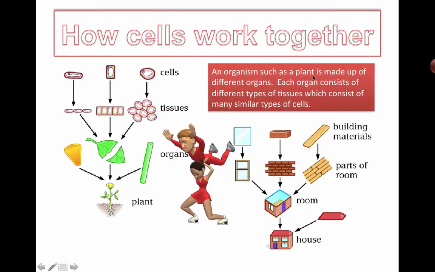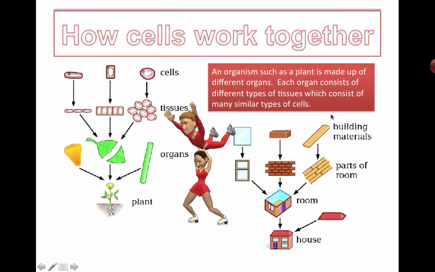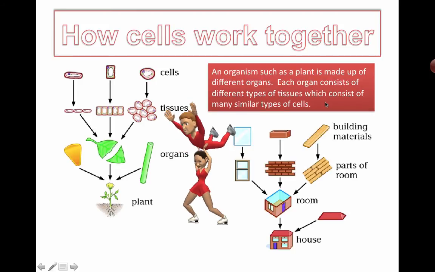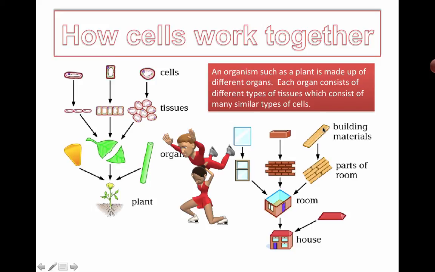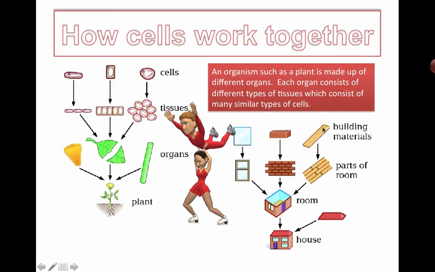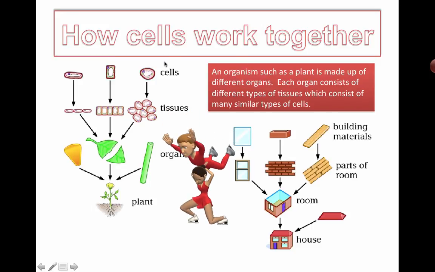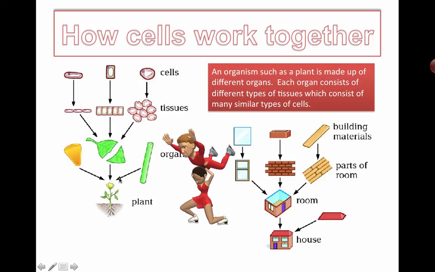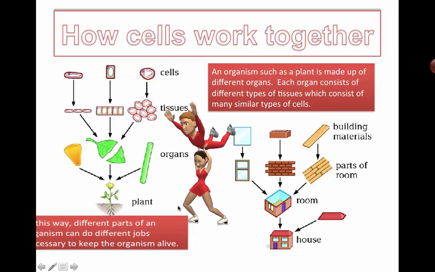An organism such as a plant is made up of different organs. Each organ consists of different types of tissues, which consists of many similar types of cells. So that's the idea, that's the organization of life, where you have cells built up into tissues, which are organized into organs, which are organized into an organism, which is the one large living thing.